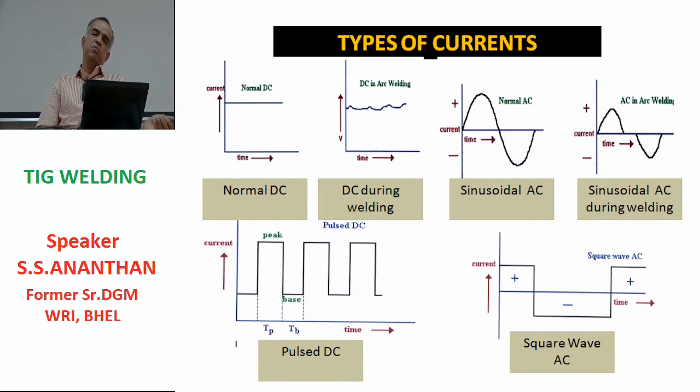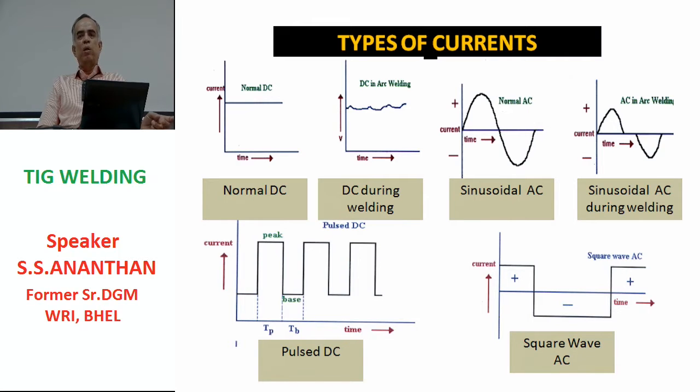More advanced system which has come into the market, which is being practiced in the industry, is the square wave AC. Now we have seen the earlier system which is sinusoidal AC, and in this case this is a square wave AC where the electrode positive and electrode negative are square in nature and they can be independently controlled. When we say independent control, what we mean is the peak current or the current levels which are obtained in any part of the cycle can be controlled, and the width of the cycle also can be controlled.